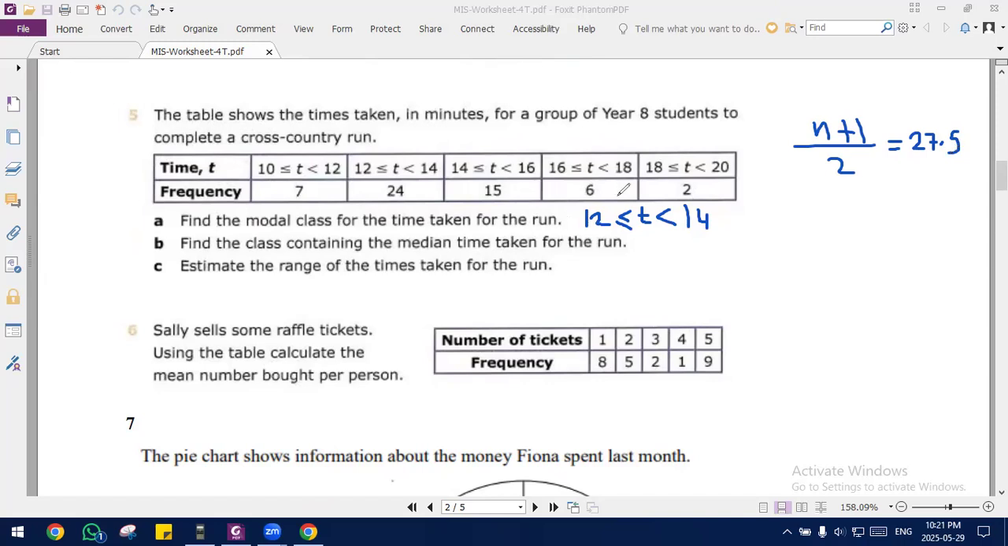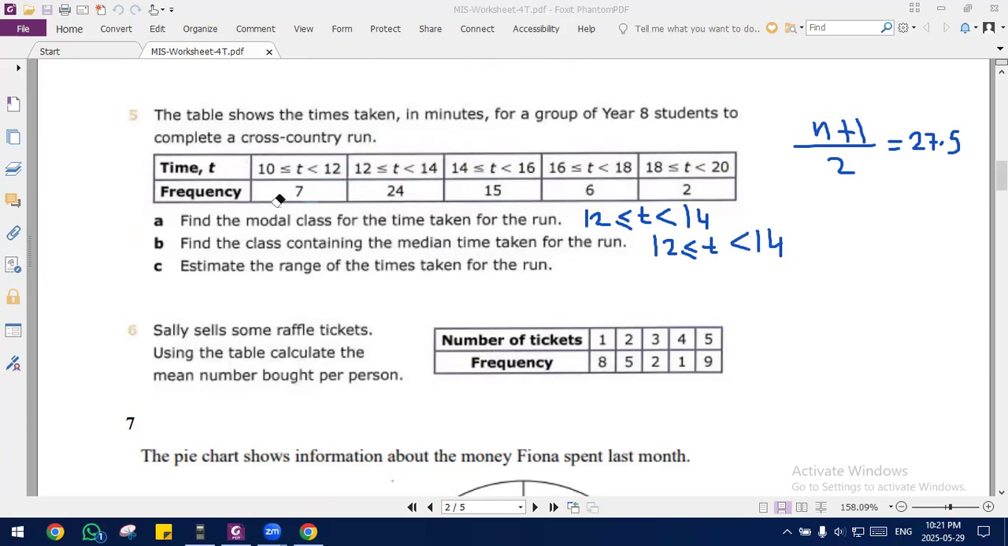Now, let's find where's the 27.5. Let's start with the first group. I have 7. Okay, I didn't reach 27 yet. Now I have 24 with 7. So 7 and 24 is 31. Did I reach 27? Yes, we reached 27. Means the median is in this group. So the median is also 12 to 14.